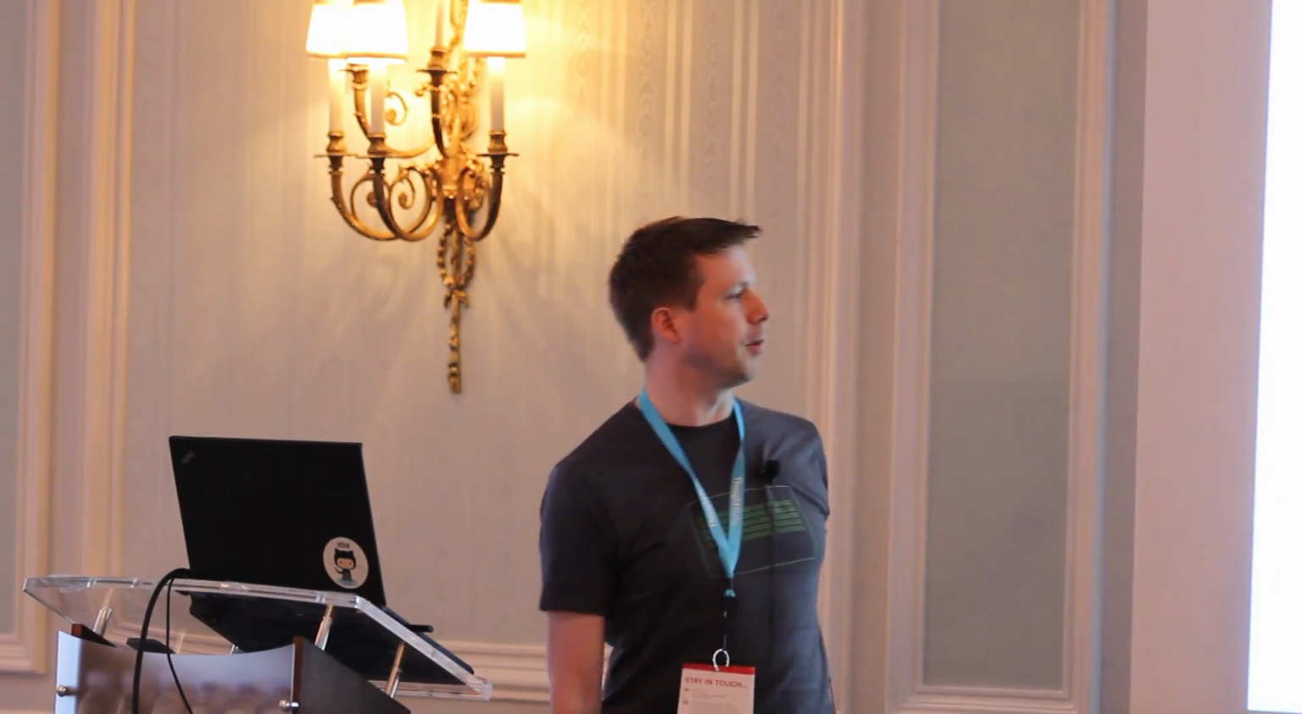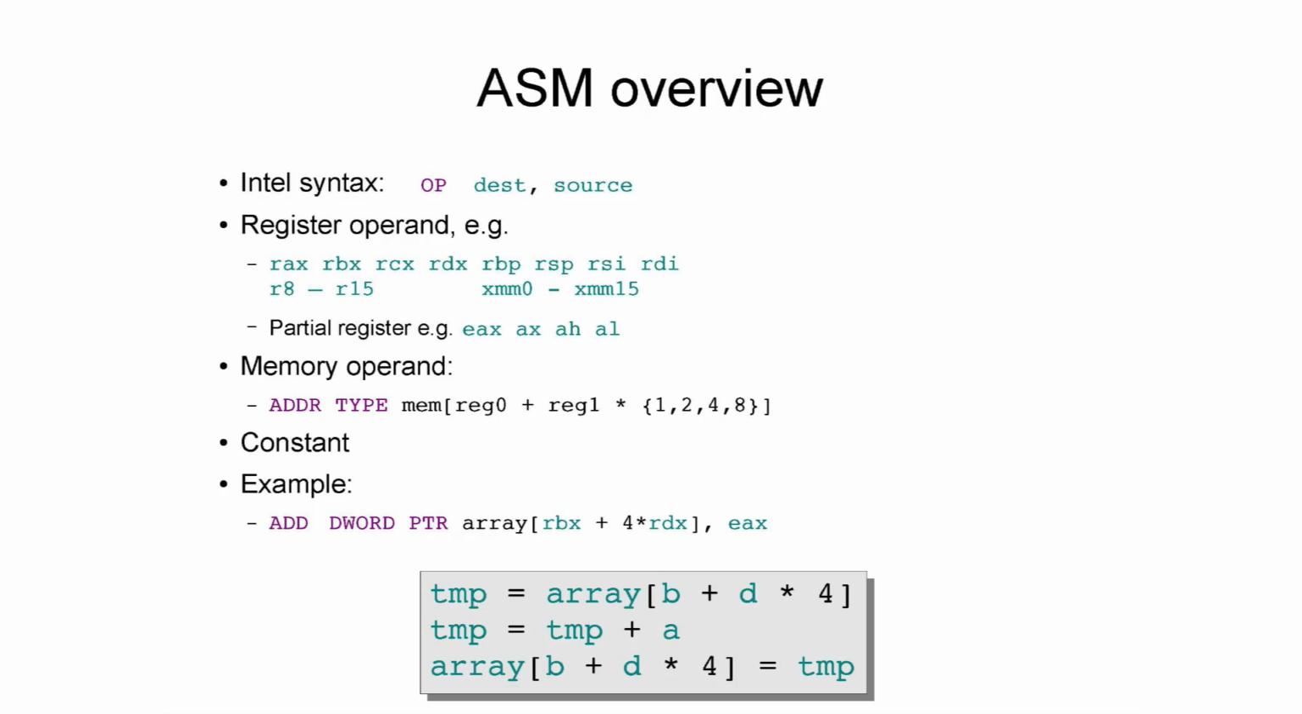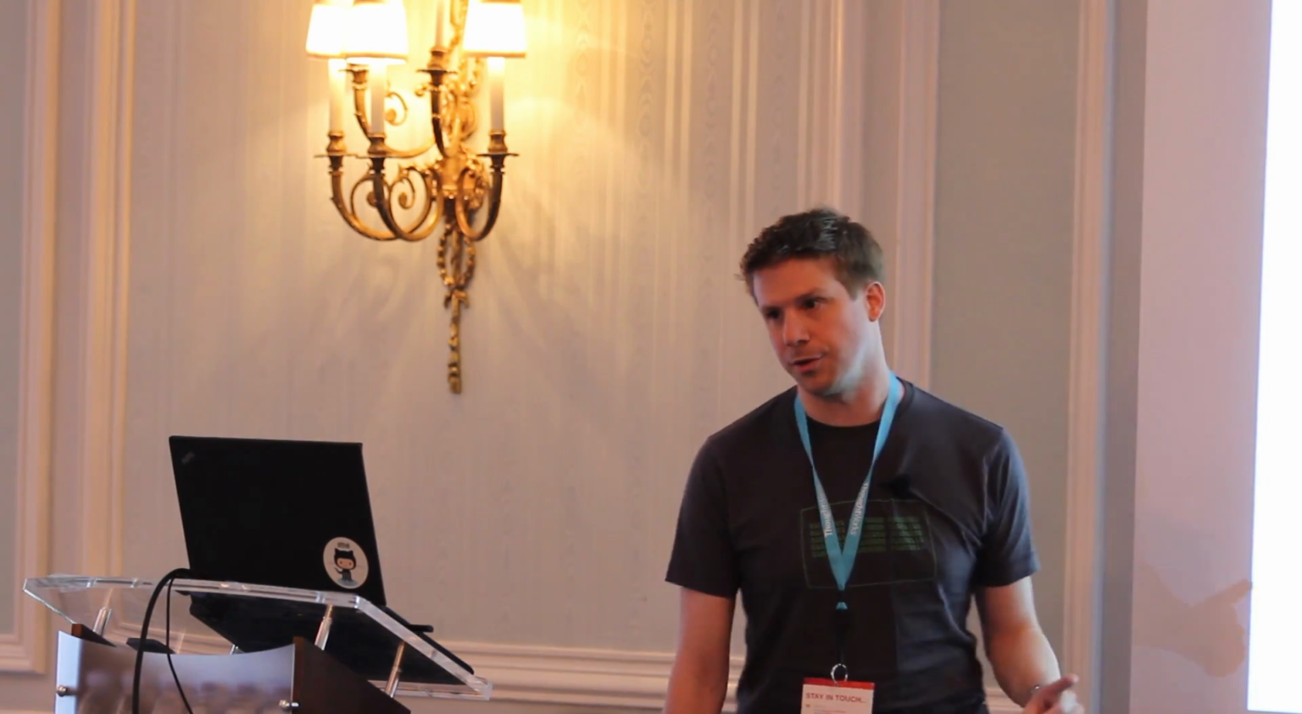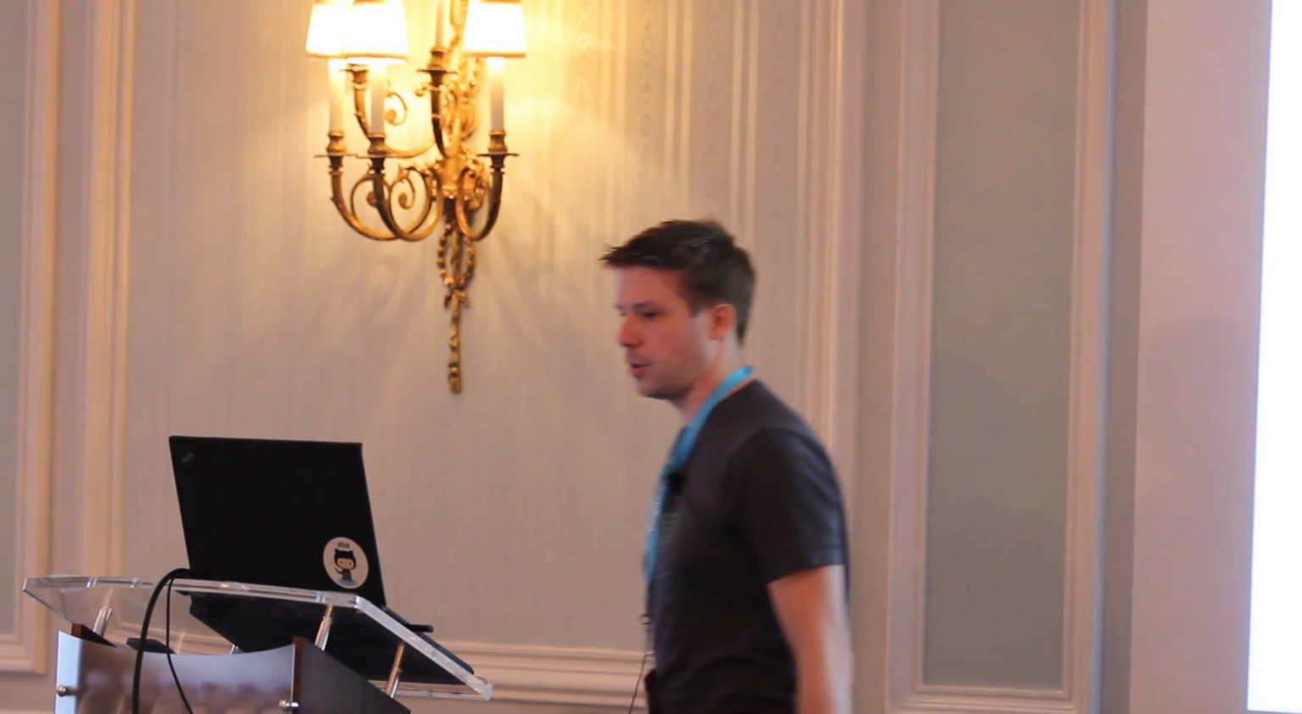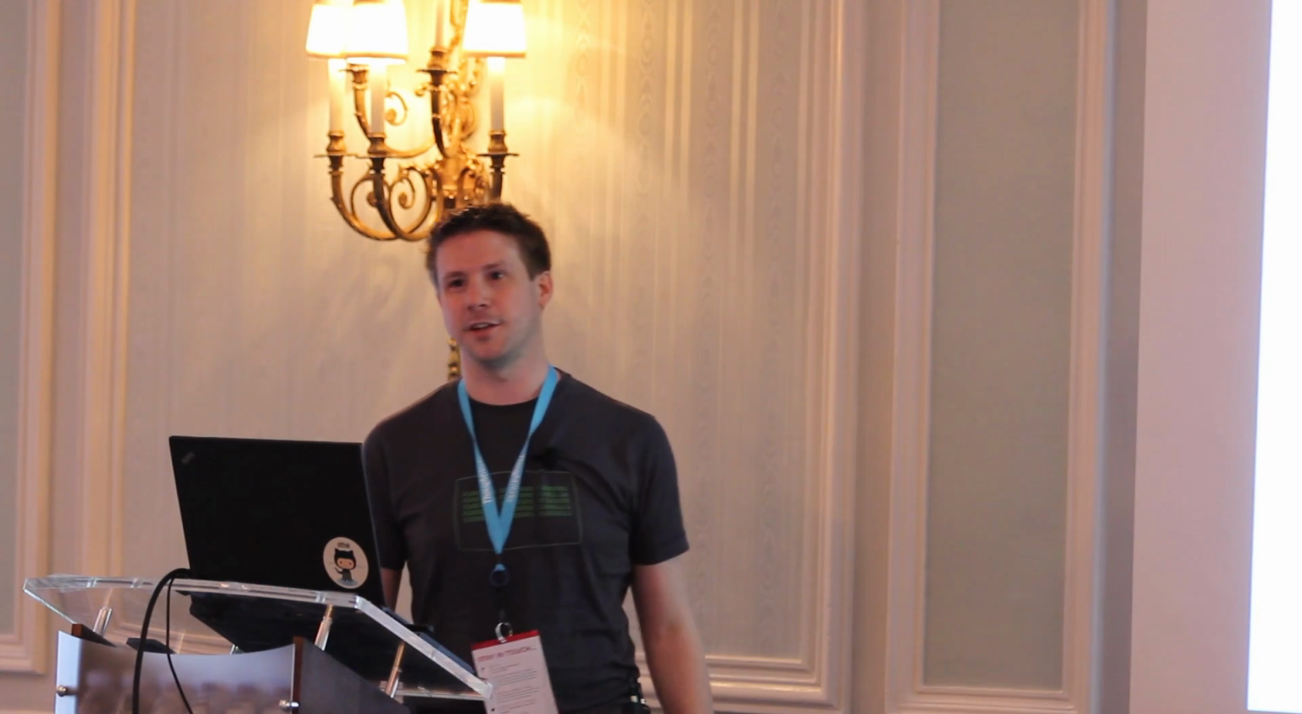So I've got an example at the bottom here. This is one instruction. It's add dword ptr array [rbx plus 4 times rdx], eax. And what this really is: read from the array indexed by the B register plus 4 times the D register, add the A register to that value, and then write it back, all as one single instruction. That's pretty complicated, and that's where the C in CISC comes from.